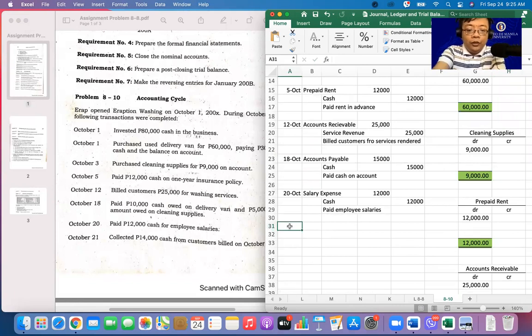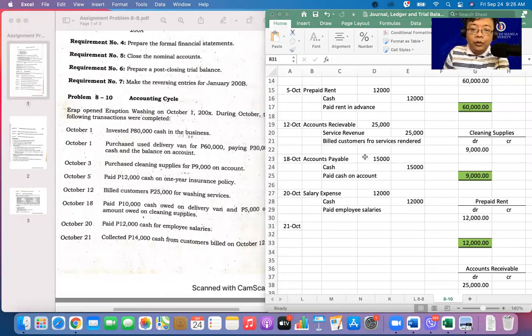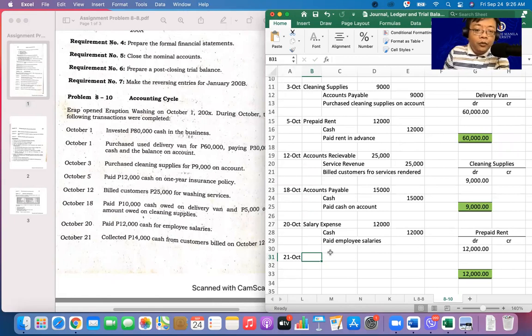So on October 21, collected cash from customers billed on October 12. Tanda mo, October 12, di ba? Nag-bill ka sa customers mo worth 25,000. So collected 14,000. Meaning, of course, if you collect cash, first you increase your cash, and also accounts receivable, mababawasan, or you will decrease our accounts receivable, worth 14,000 here.